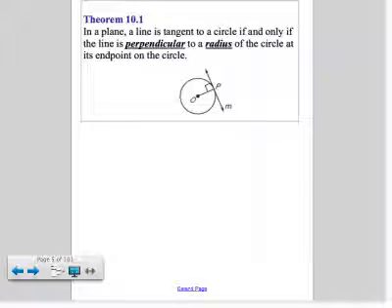Okay, so this is a unique theorem and one that we're actually going to use quite a bit in this section. It says that in a plane, a line is tangent to a circle if and only if the line is perpendicular to a radius of the circle at its endpoint on the circle. In other words, if line M is tangent to the circle, then when I draw in this radius, it's got to be perpendicular. Okay, and that's all it's saying.